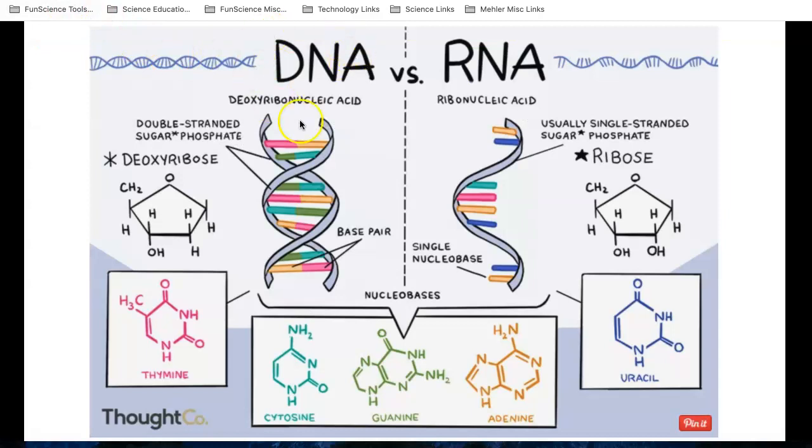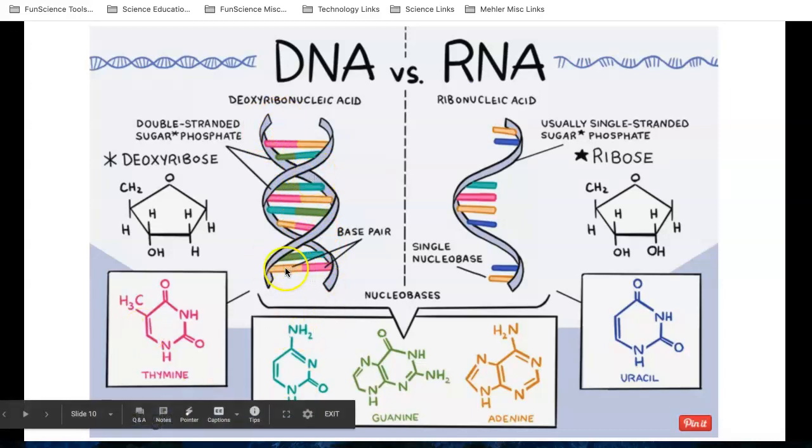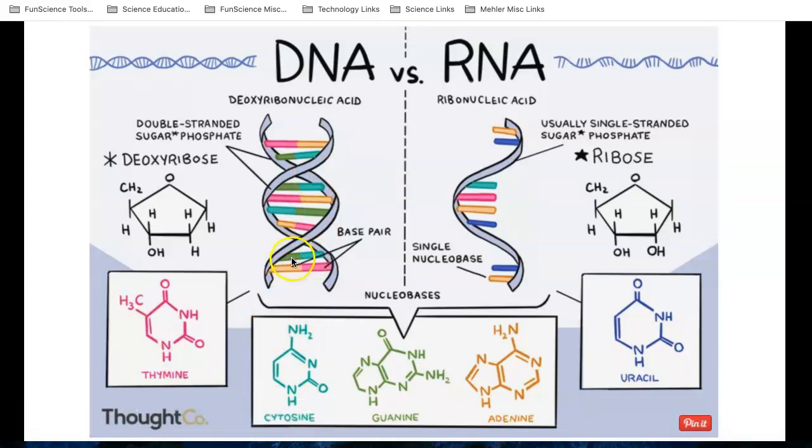This diagram is comparing DNA to RNA. So our DNA, standing for deoxyribonucleic acid, is a double-stranded ladder, and here are our base pairs. Here's our A, T, C, and G. That's where the information is. There's no information on the sides of the ladder. It's just the rungs of the ladder here in the middle. And notice that T always bonds with A, C always bonds with G. Notice these colors here.